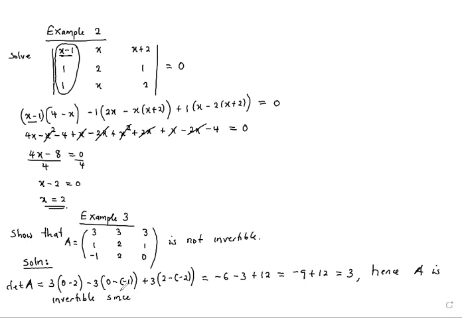Since the determinant of A is equal to 3, which is not equal to 0. So once you're able to show that the determinant is not 0, then you have shown that the matrix is actually invertible. So the issue of show that it's not invertible does not hold here, because the matrix is invertible. The determinant is non-zero.